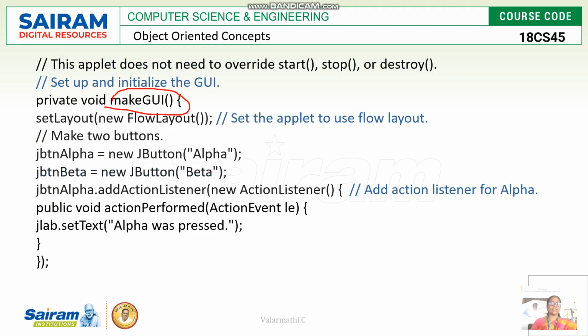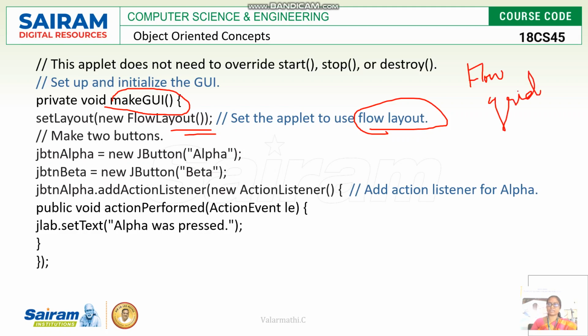makeGUI is started. The GUI environment should have the flow layout in this window, so we set the flow layout for the applet. setLayout is the method. It uses the new keyword with an object of FlowLayout. Likewise, there are a minimum of 4 layouts. The first layout is called a flow layout, and the second layout is called a grid layout.